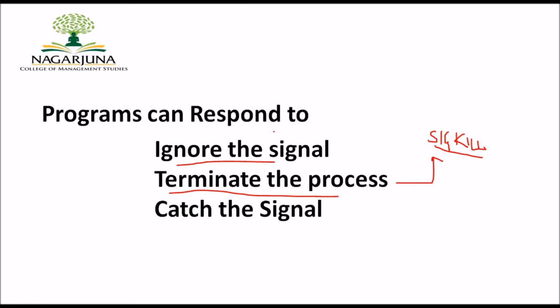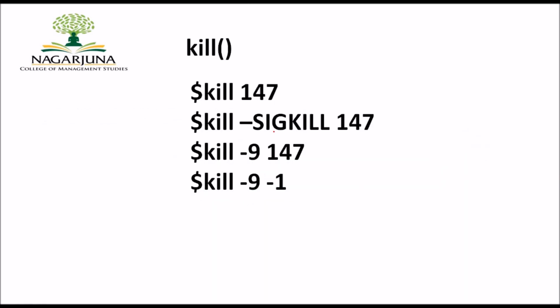The last part of these signals and interrupts is kill and alarm. Kill is used if I would like to terminate my process with the help of a process ID, then I'm going to make use of a command called kill. So basically we terminate our process with the help of the process name.